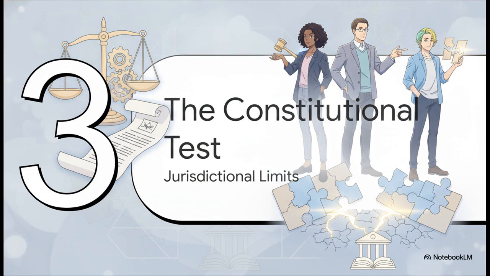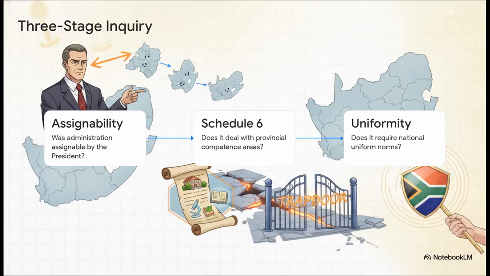The case goes all the way to the Constitutional Court, and Justice Ngobo gets tasked with figuring out exactly which pieces of this apartheid law the province actually had the power to scrap. To figure this out, Justice Ngobo laid out a very precise 3-stage inquiry under the interim constitution. Step 1. Was the administration of the law assignable by the president to the provinces? Step 2. Does the law deal with matters listed in Schedule 6? Those are the functional areas of provincial competence, things like local government and town planning.